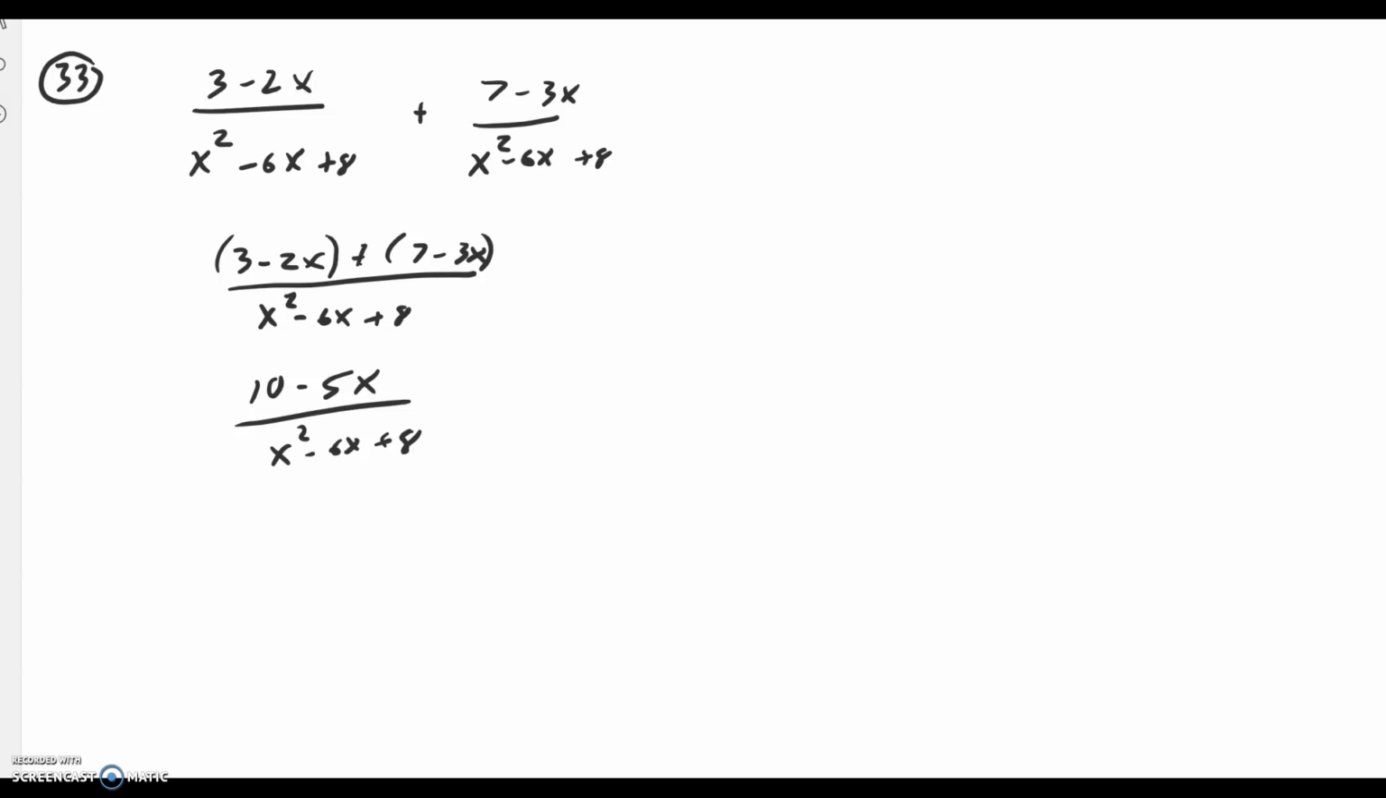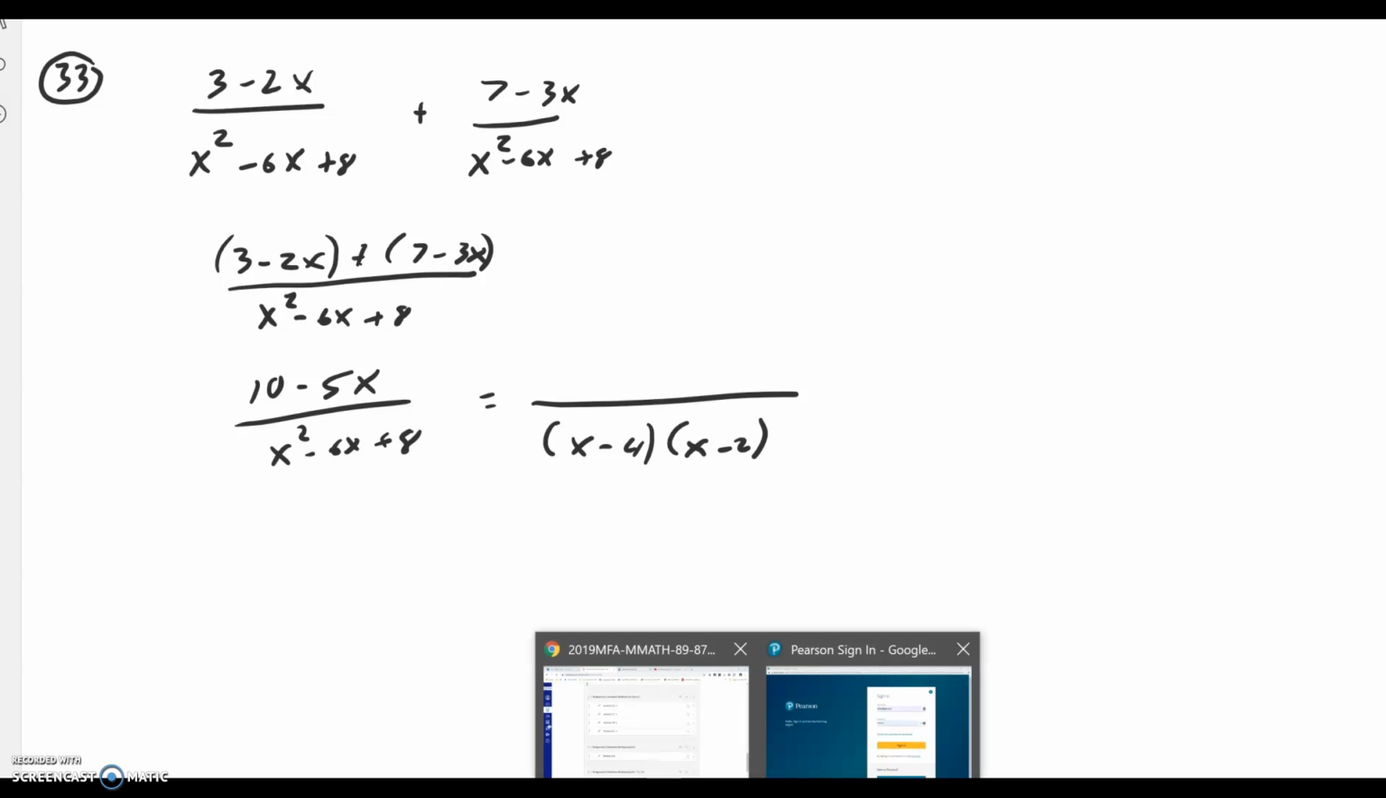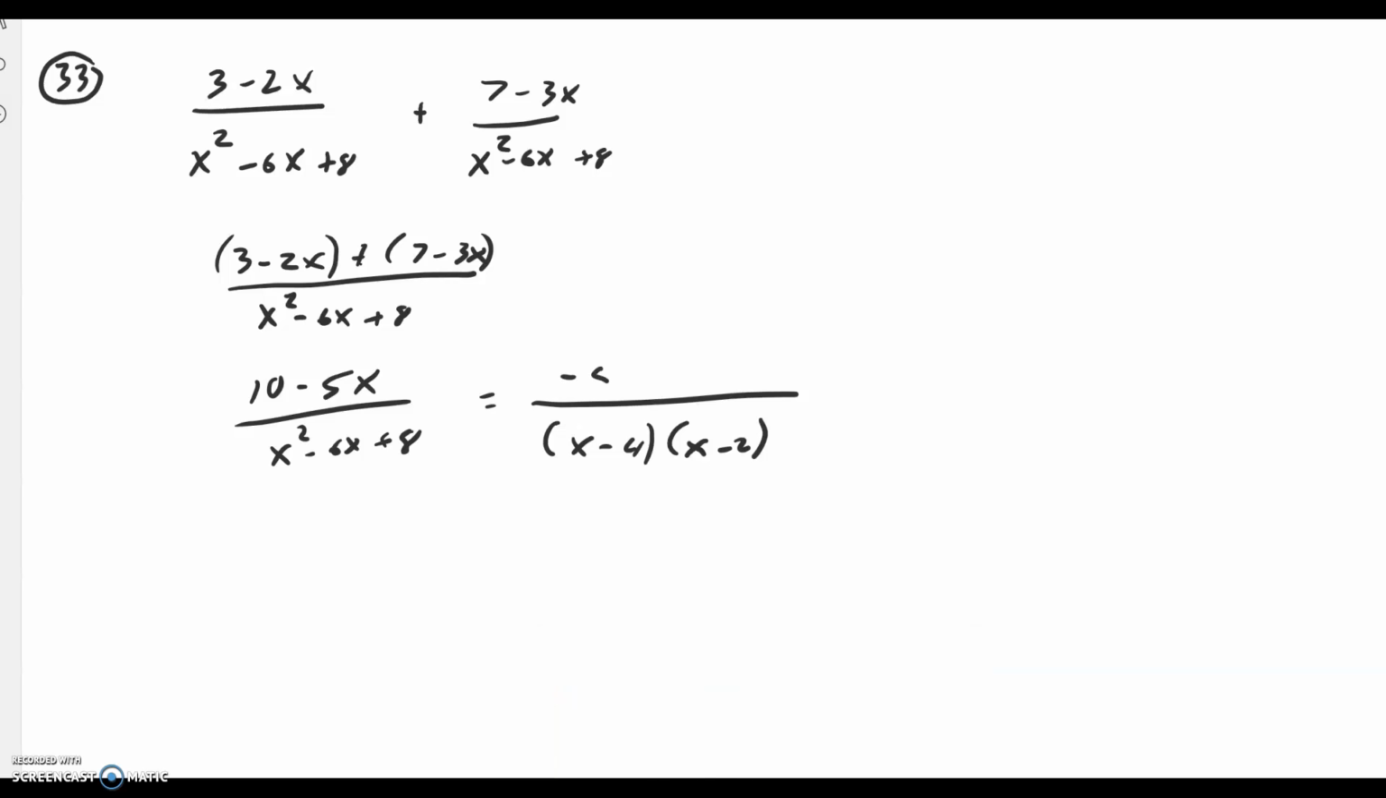So again, this seems like it would be the answer, but we've got to do some factoring to figure out if it's really the answer. So on the bottom, I have x minus 4 times x minus 2, because negative 4 times negative 2 is positive 8, and negative 4 plus negative 2 is negative 6. Now, I could factor out a 5 here, but I'm just going to do a trick, and I'm going to factor out a negative 5, because I like the result.